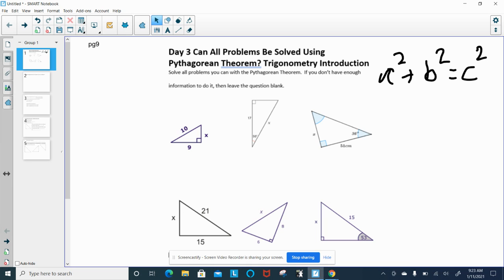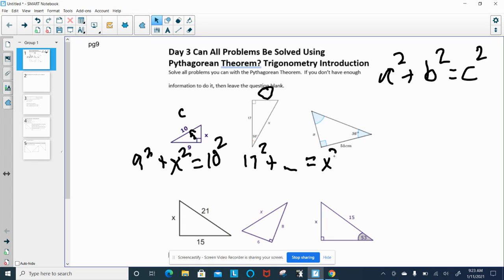c squared. So for this first one, we can do that. I'm just going to set it up. Now for the second one, I don't think that we can solve this with Pythagorean theorem because we don't have another side. We have a 17 squared plus I don't know what equals x squared. That doesn't really work for Pythagorean theorem.